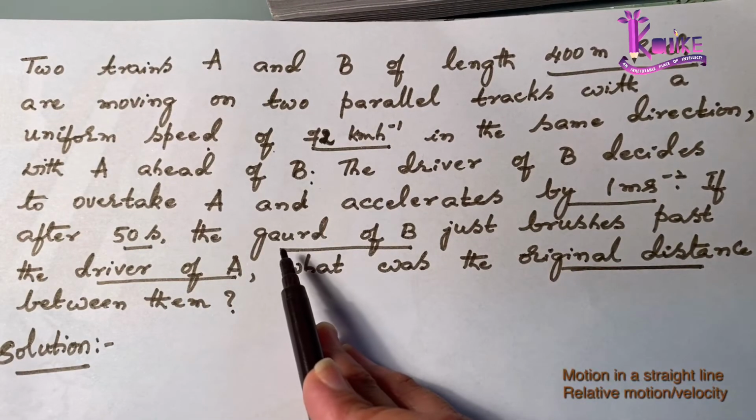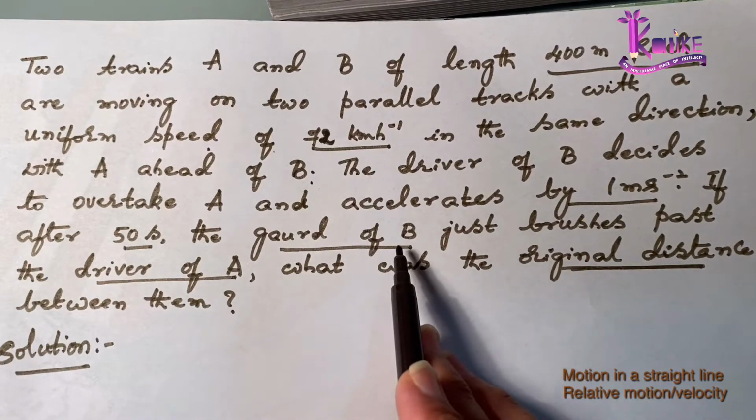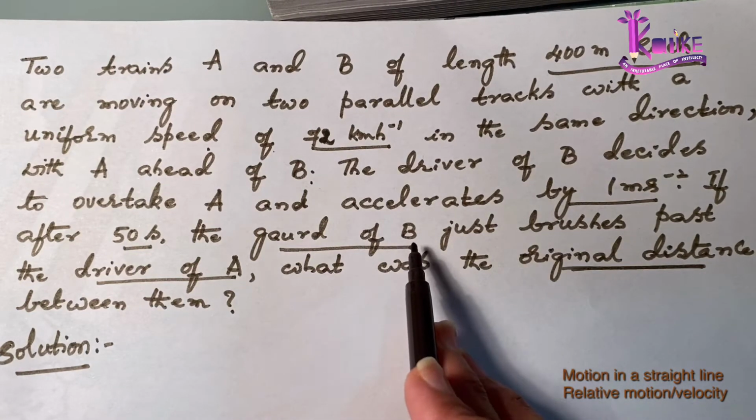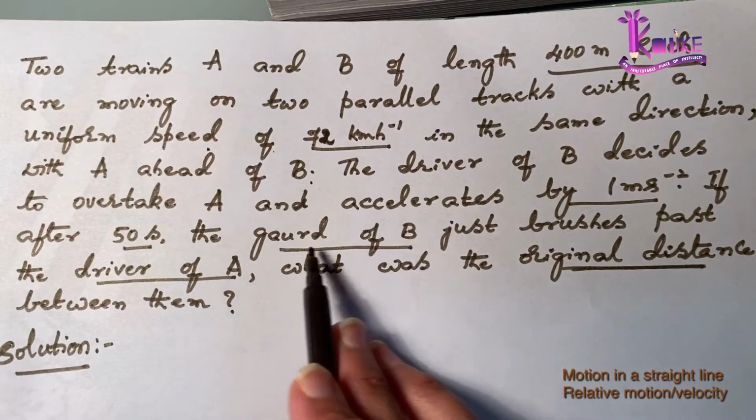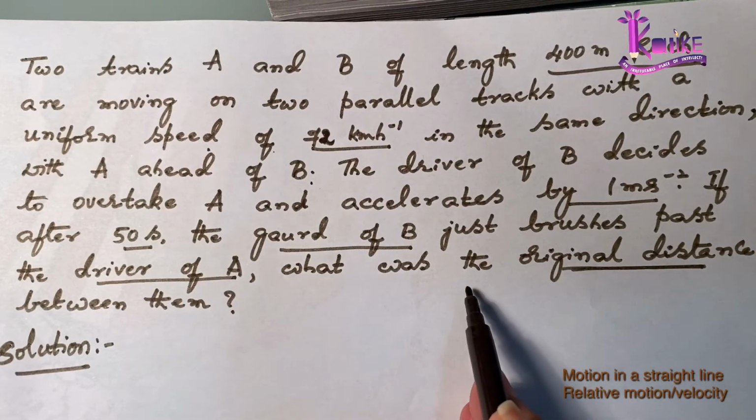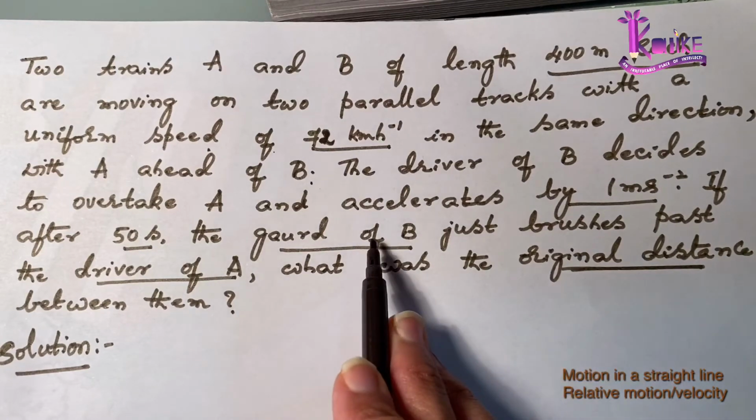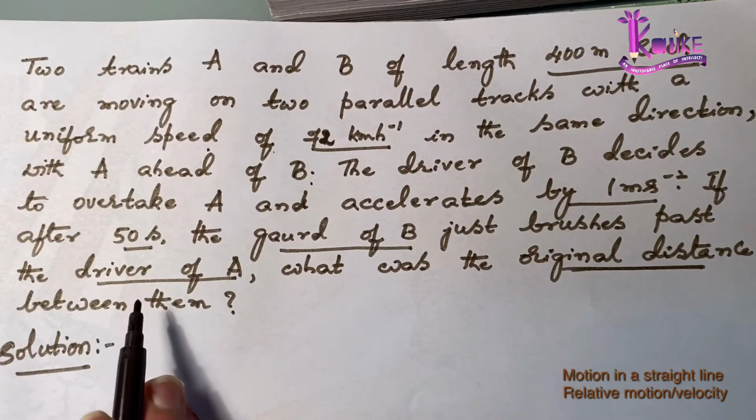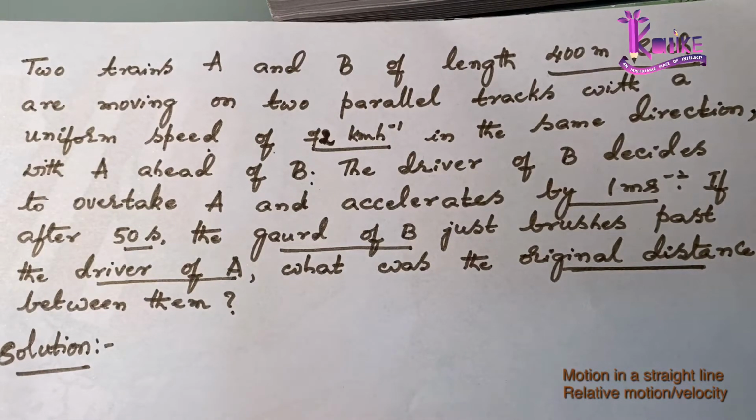So obviously, you see that B just brushes past the driver of A. So the guard of B just brushes past the driver of A. So you have to calculate the original distance between the guard of B, the guard in the train B, to the driver in train A, even before they accelerate. So let us just see how it looks like if I picturize.